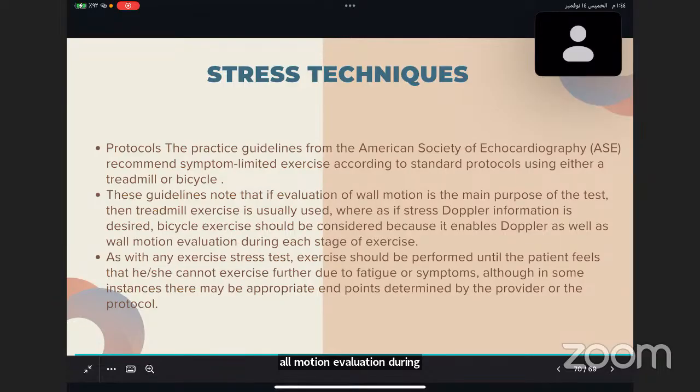As with any exercise stress test, exercise should be performed until the patient feels that they cannot exercise further due to fatigue or symptoms. In some cases, there may be an appropriate endpoint determined by a provider or protocol.